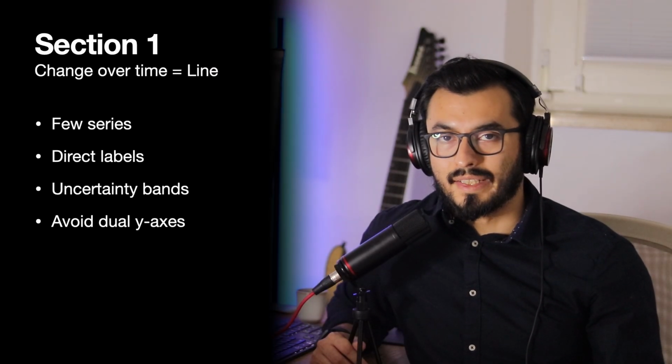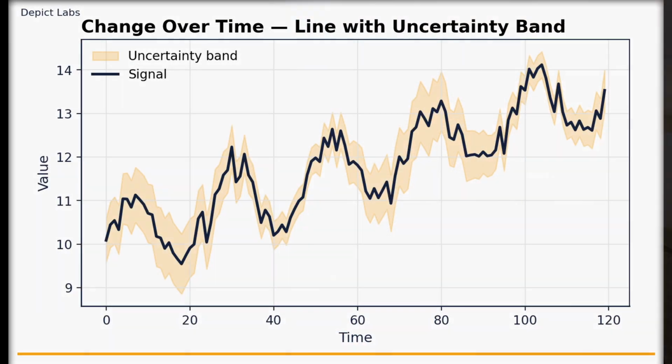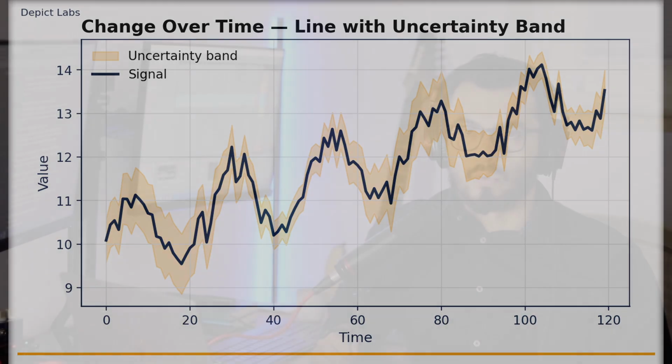Section 1. When the x-axis is time and the story is shape, use a line. For a line chart, keep series count low. If there is uncertainty, use a band instead of these plus-minus tiny bars. For time-related charts, avoid using double y-axis. Draw the area under the curve only if it adds information to the chart. If the story is when, the answer is a line chart.